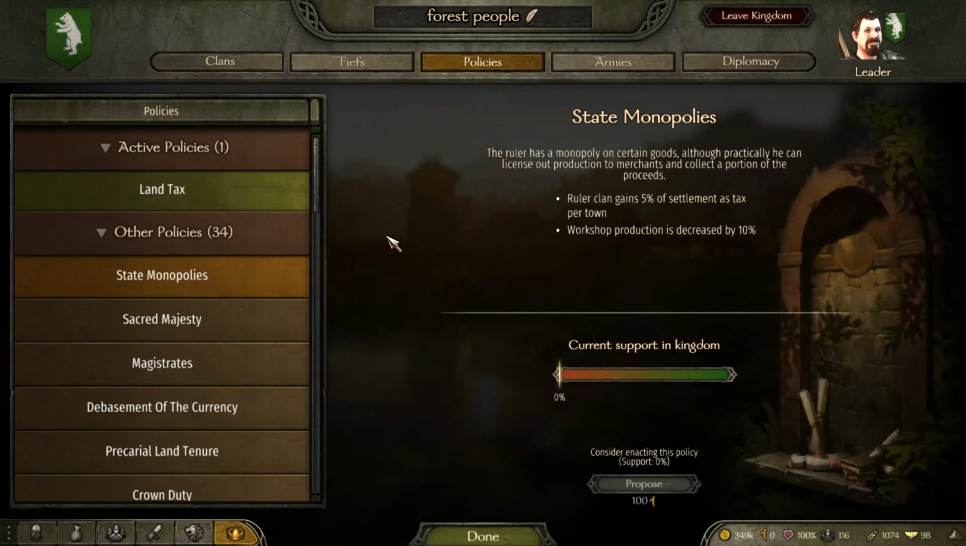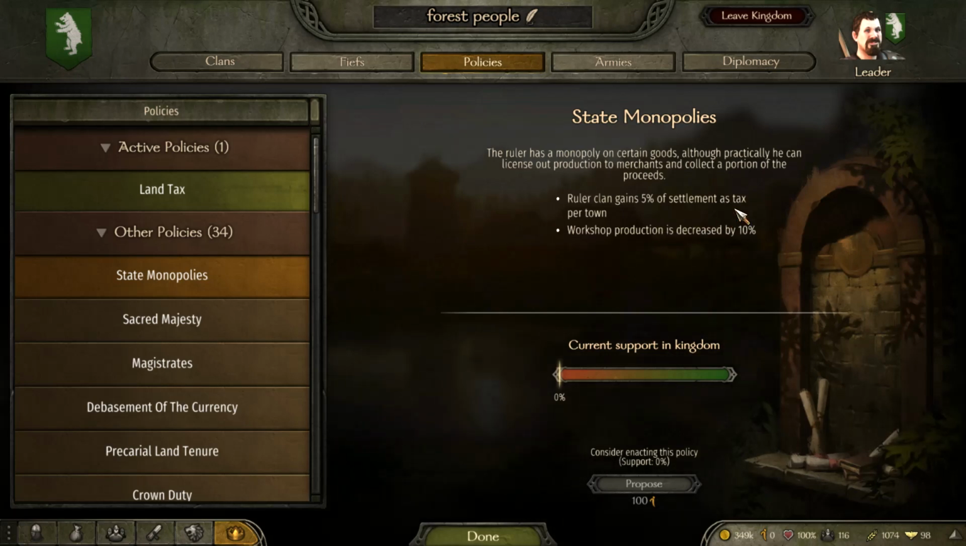Next we have our state monopolies. The ruling clan gains 5% of settlement tax as tax per town. I feel like that's worded weird. I'm not sure. But essentially, you're going to get more tax from everyone's town. So it's exactly the same thing as land tax, but just from the towns instead. So it's going to be that little bit more money.